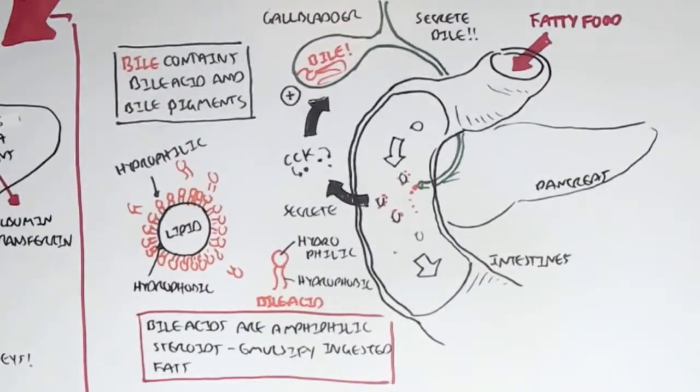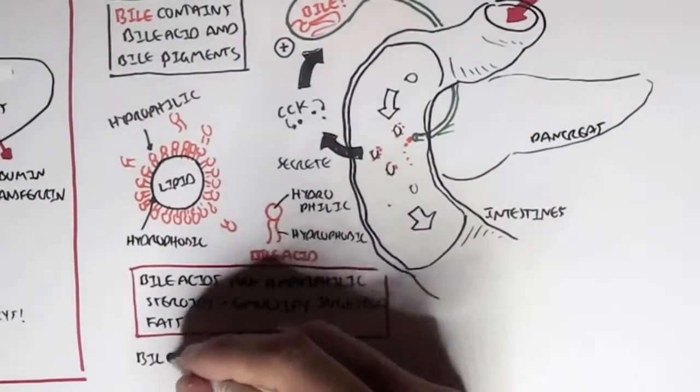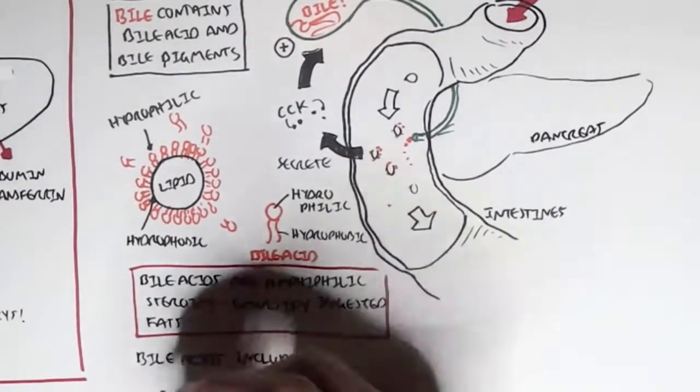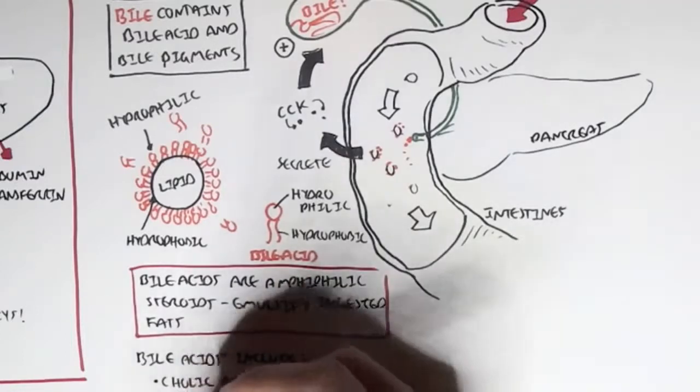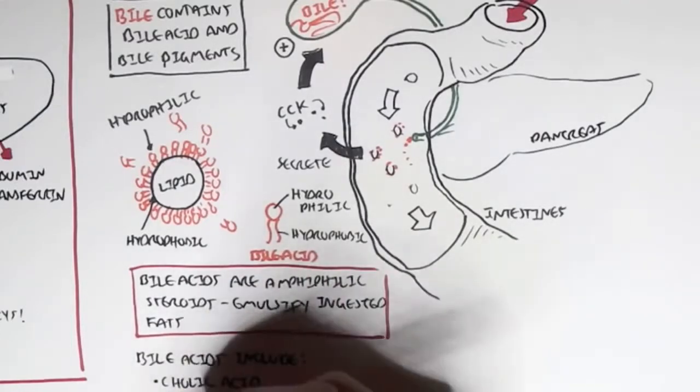And they will cover this lipid, essentially emulsify it, and create what's called a micelle. I don't know really how to pronounce it, but essentially once they coat this lipid, this can get easily digested and absorbed by the small intestines. So some types of bile acids include cholic acid, taurocholic acid, and deoxycholic acid. Those are some types of bile acids and bile salts.